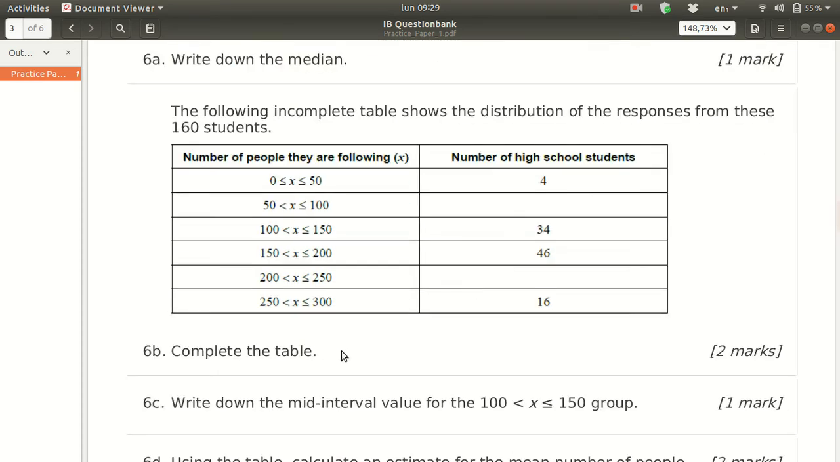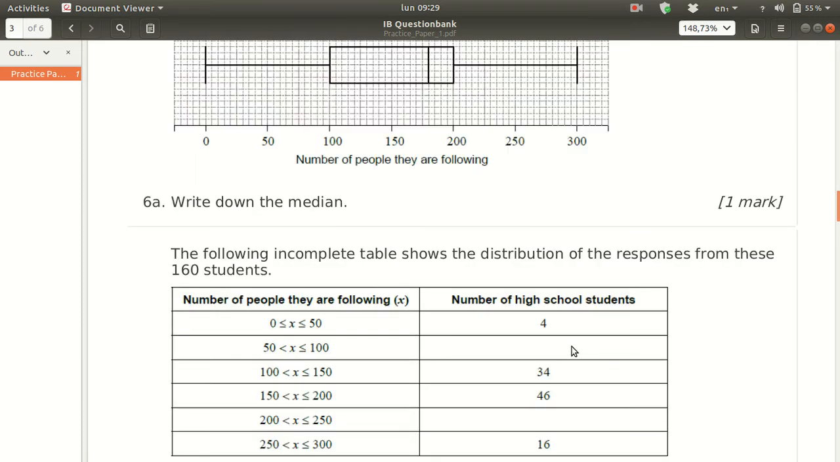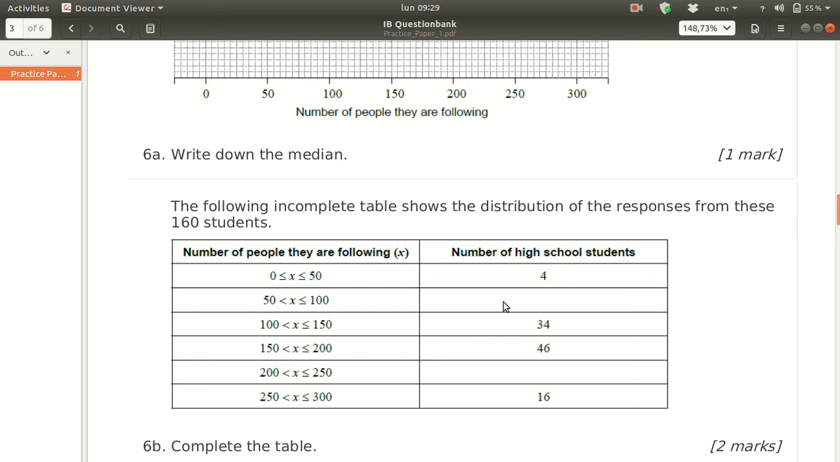So the following incomplete table shows a distribution of the responses from these 160 students. Complete the table. So if you add up these numbers, I think that you get 100, if I'm not mistaken. And so most people knew that the two missing numbers, in order to have 160 students, needed to add up to 60. But then, some people just put that they needed to add up to 60. Other people put 30 and 30. And that's about it. So no one got this question right. Or I think almost nobody got it right.